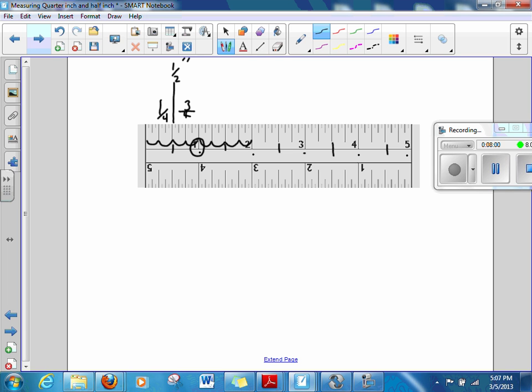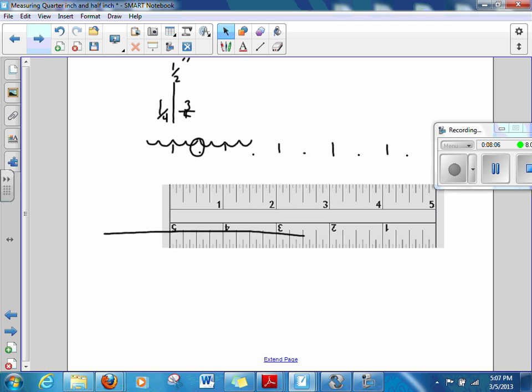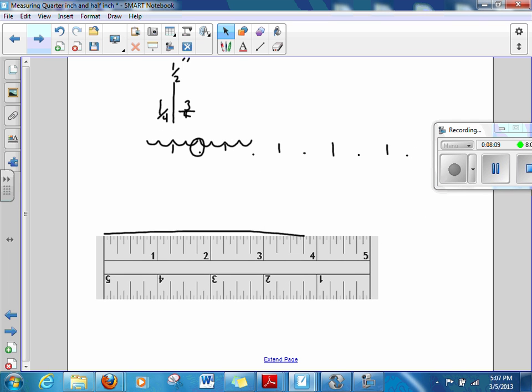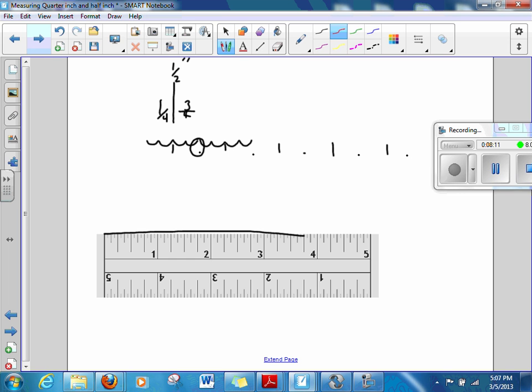Let's try measuring a line. I'm just going to draw a line right here. We'll measure it to the nearest 1/4 inch. So we'll put our ruler on that line and take a look. Oh, it's between 3 and 4. It's going to be between 3 and 3 1/2. Well, it looks like it's actually just a little bit more than 3 3/4. So I would say to the nearest 1/4 inch, 3 3/4 inches. Let's take a look at those quarters. Here's 1/4. Here's 2/4. Here's 3/4. So it's about 3 3/4 inches long.